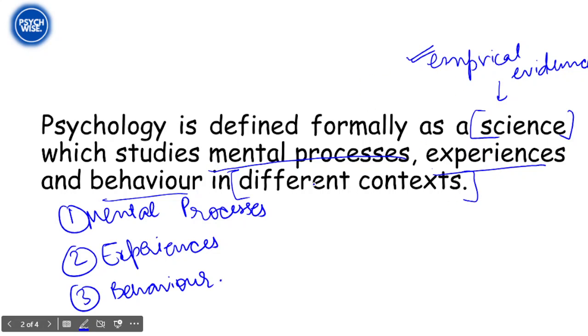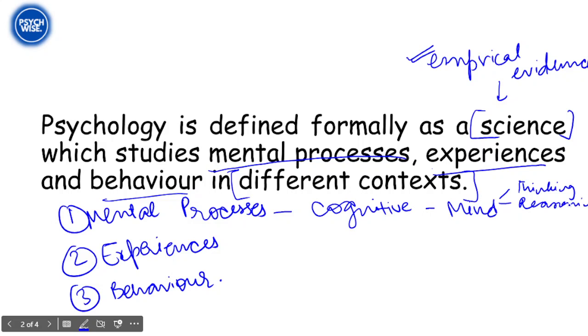So mental processes are the cognitive processes that go on in our mind. Okay, they always go on in our mind. For example, thinking, reasoning, problem solving, decision making, and many more. So these activities that happen in our mind are known as cognitive processes, cognitive activities, which are also known as mental processes. So what psychology does is that it studies the mental processes.